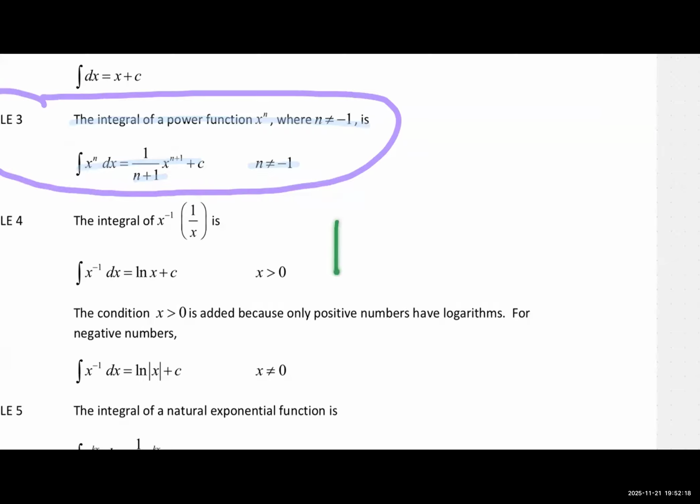ln x plus c. So if I give you, say, 2x to the negative first power, it's going to become 2 times 1 over x, or 2 ln x, because the integral of x to the negative first power is going to be ln x, the natural logarithm. And tell me why now. Because I did that with you.